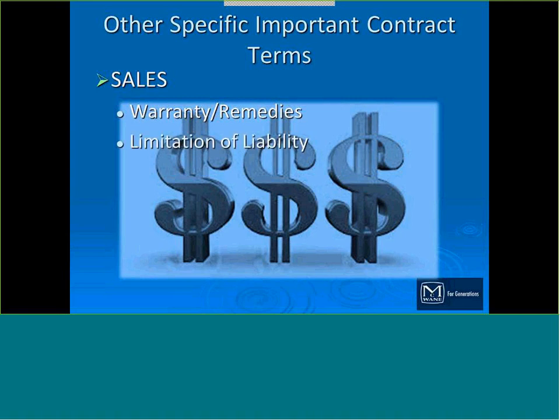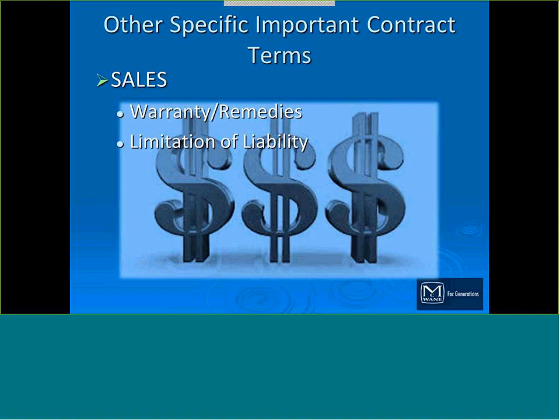In our sales contracts, we're also interested in making sure that our liability is not completely unlimited. We want to make sure that we have a waiver of consequential damages. Those are things that come out of a breach or a defect that are not easy to estimate ahead of time. Things like lost profits.